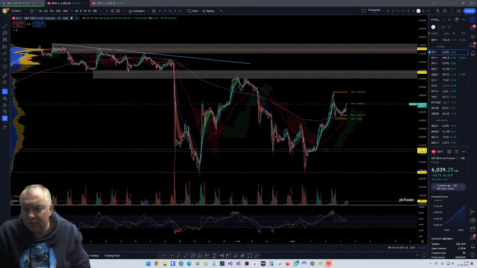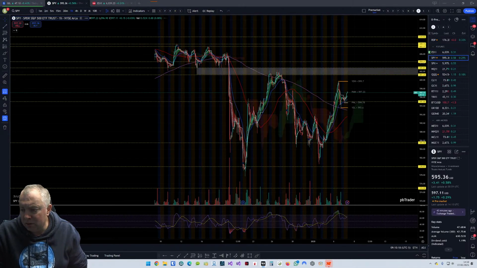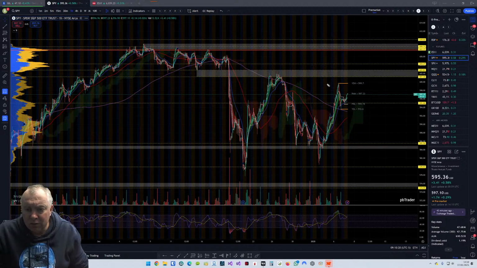Okay, so here, let's move back over to the SPY now. So SPY, similar levels to ES. We've got the rejection area up here. We've got this area we can also watch for rejection as well. So 600 key level. So keep an eye on that one.